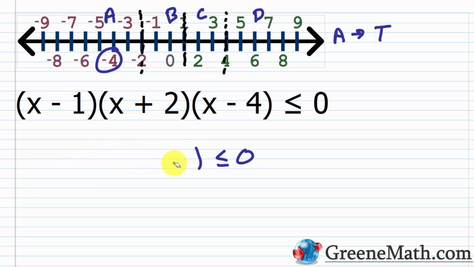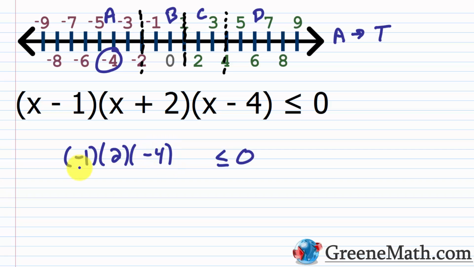So then for interval B, I can use 0, right? That's easy to work with. So 0 minus 1 is negative 1. 0 plus 2 is 2. 0 minus 4 is negative 4. So this guy, because there's 2 negatives being multiplied together, that would be a positive. So for interval B, that would be false, right? A positive is not going to be equal to 0, and a positive is not going to be less than 0. All right, for interval C, let's choose 2.